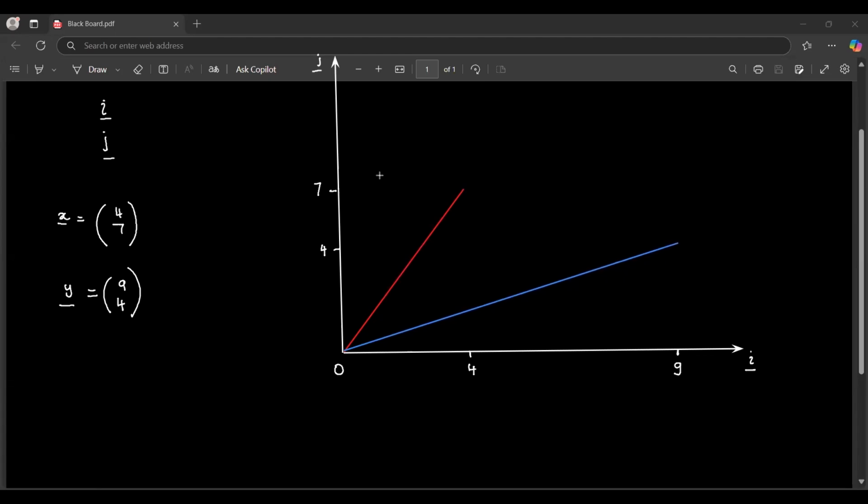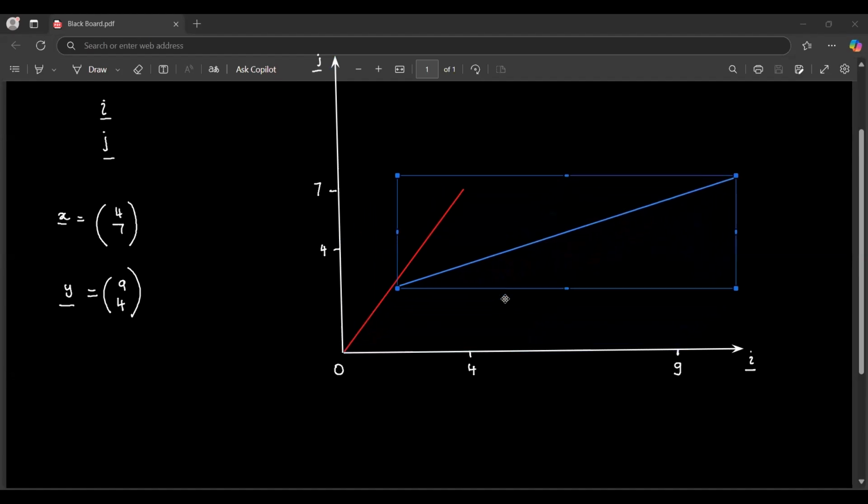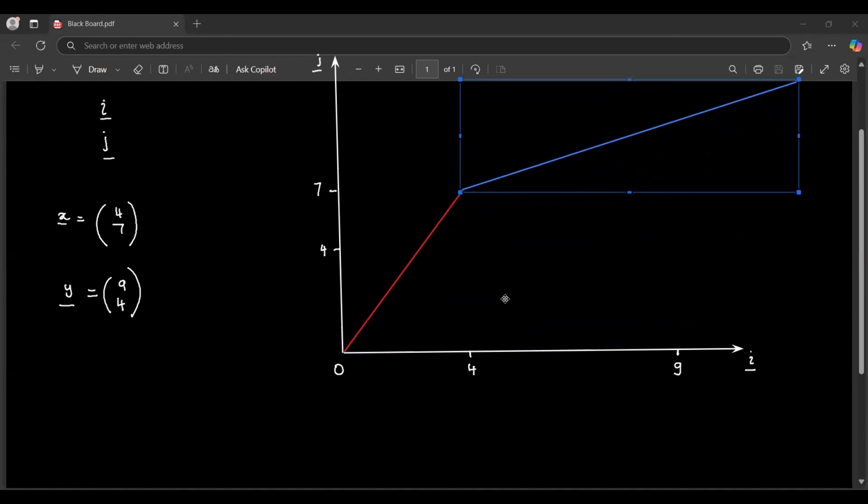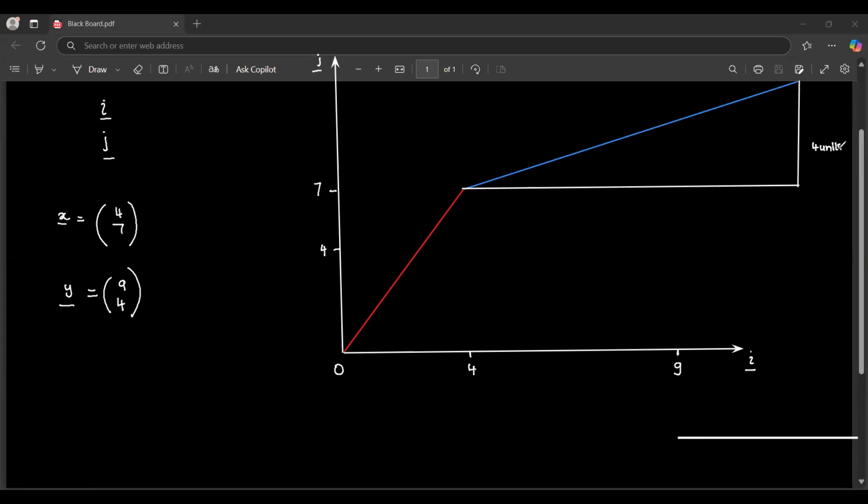Now what happens is we are going to add two of these vectors. You can do it this way. Since you are adding, you will add to the point where the first vector ends. Now you can see here, we know this is 9 units, and this is 4 units.